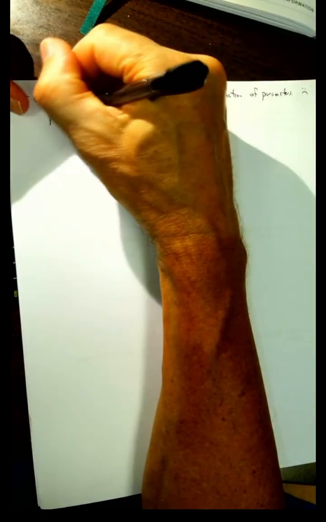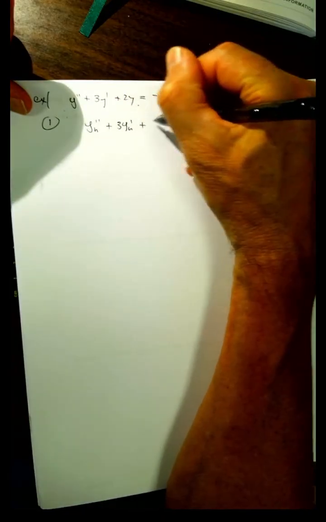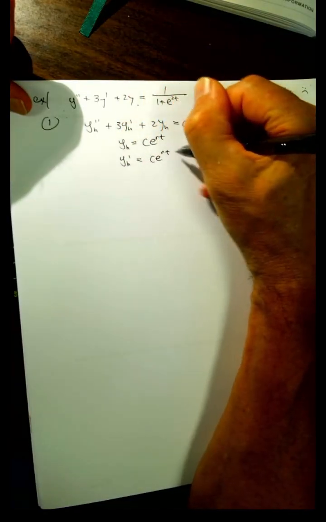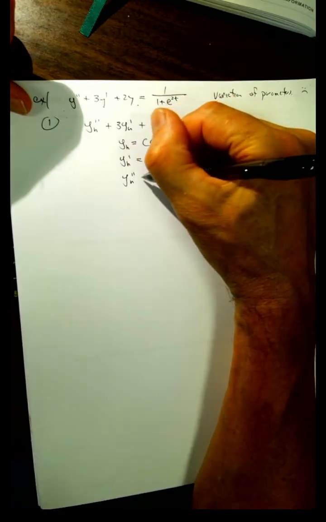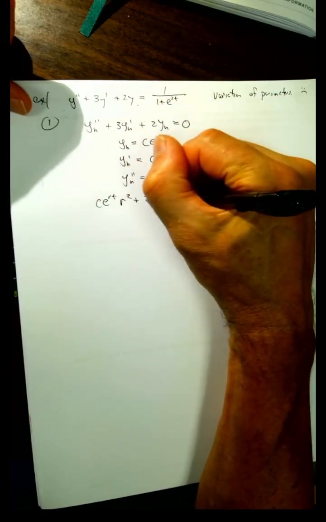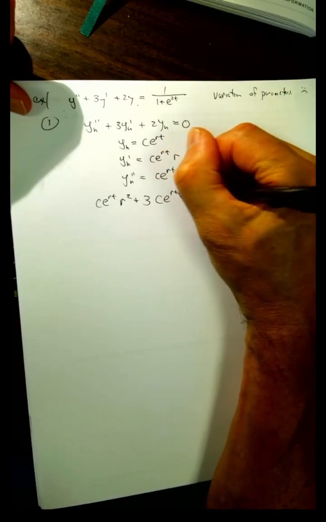All right, so first step is to get the homogeneous solution. So for the homogeneous solution, I have yh double prime plus 3yh prime plus 2yh is 0. It's constant coefficient, it's linear. So I assume an exponential. I'm going to take derivatives, so I get the exponential times r for the first derivative, and for the second derivative, I get c e to the rt times r squared. And I plug it in. Second derivative is c e to the rt r squared plus 3 times the first derivative is c e to the rt times r plus 2 times the original equation is 2 times c e to the rt is 0.